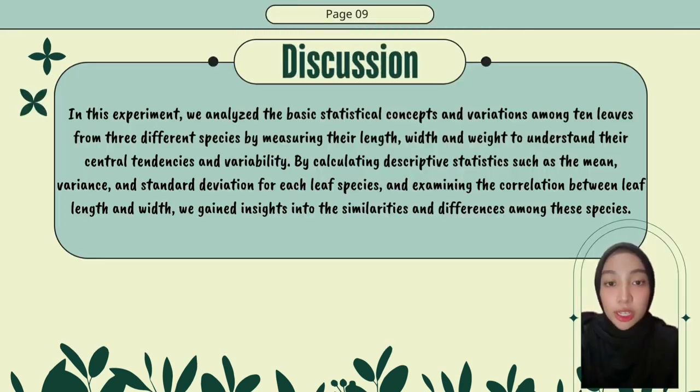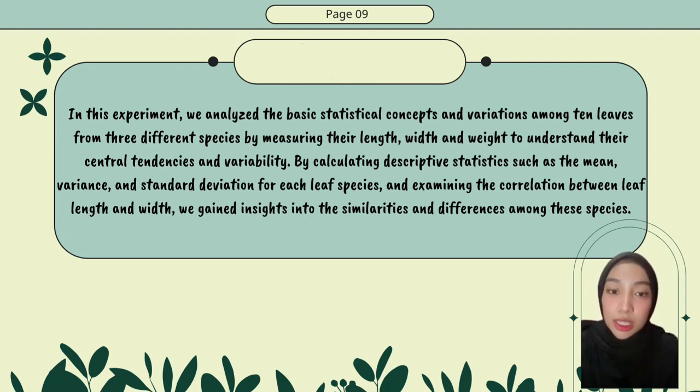For the discussion, in this experiment, we analyzed the basic statistical concept and variation among 10 leaves from 3 different species by measuring their length and width to understand their central tendencies and variability. By calculating descriptive statistics such as mean, variance, and standard deviation for each leaf species, and examining the correlation between leaf length and width, we gain insight into the similarities and differences among these species.